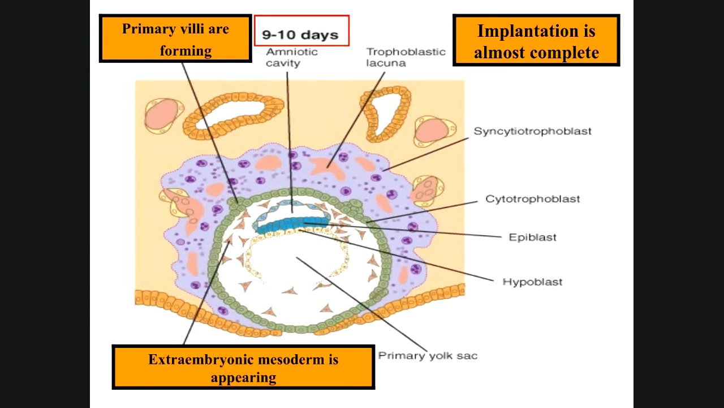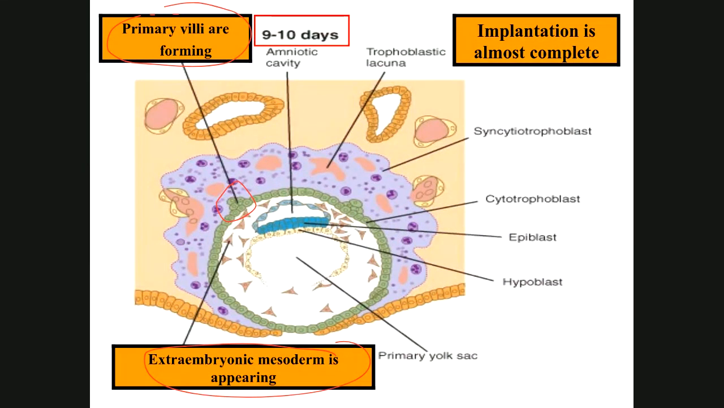So, what are primary villi? When the cytotrophoblast goes into the syncytiotrophoblast, now there are two layers. The outer is syncytiotrophoblast, and the inner is cytotrophoblast. This is the primary villi. In the early third week, the mesenchymal core starts growing into the primary villi, forming a core of mesenchymal tissue. Thus, the secondary chorionic villi are formed over the entire surface of the chorionic sac.